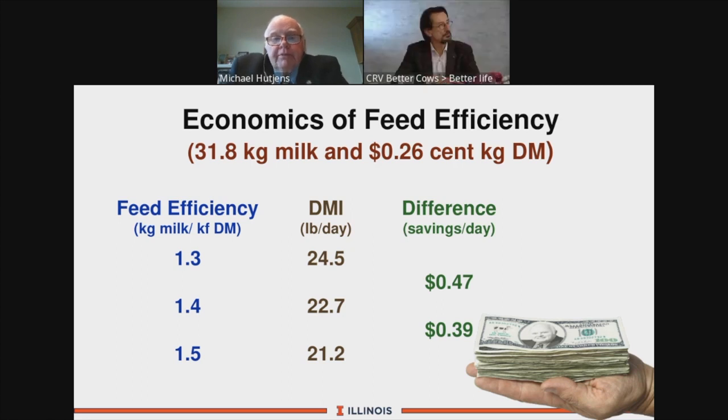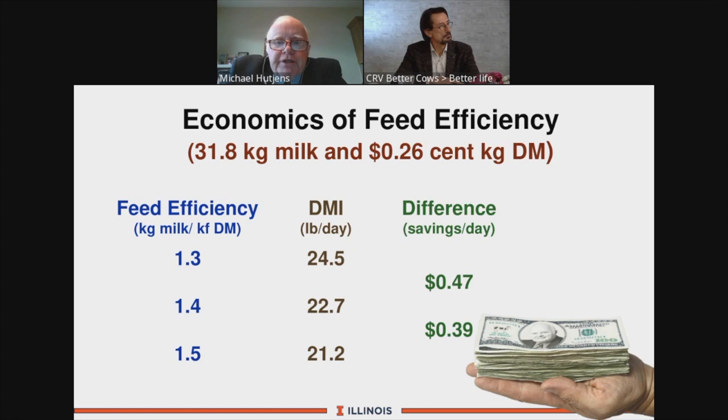Well, as you already pointed out, there's money on the table. This slide looks at the economics of feed efficiency, and it's a fun example. I took a herd, a cow group, whatever you want to call it, averaging roughly 32 kilograms of milk with a cost of 26 cents per kilogram of dry matter. That number is a little bit low right now. Feed costs are relatively high in the U.S., our dairy farmers have discovered. But look at the take-home message. So if I had a feed efficiency of 1.3, those cows are eating 24.5 kilograms of dry matter. If I had a 1.5, which is where we want to be, they'll be eating only 21.2.